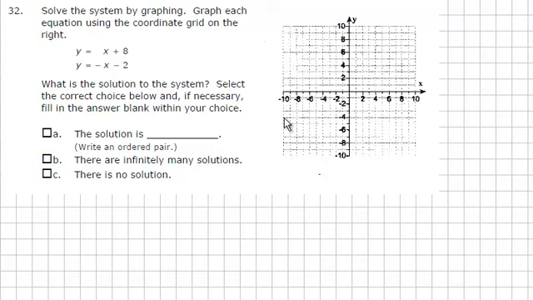Well, when we solve a system by graphing, what we do is we sketch each of the two lines and we determine the point at which the two lines intersect each other. So let's start off with the first equation. The first equation is y is equal to x plus 8.